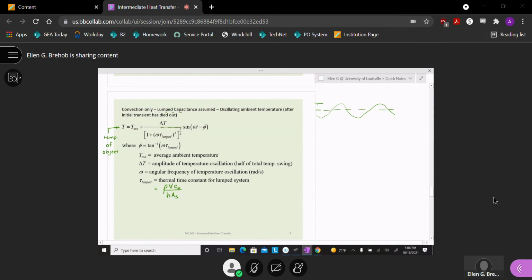So I think of this as my delta T amplitude. This denominator is how much I have attenuated the maximum temperature swing, so it is going to be some value greater than 1. Let's say my oven is changing, and half of the swing is 50 degrees C. Well, this value is going to be bigger than 1, and so the swing of the sensor or object is going to be less than 50 degrees C. And we saw that it's attenuated.